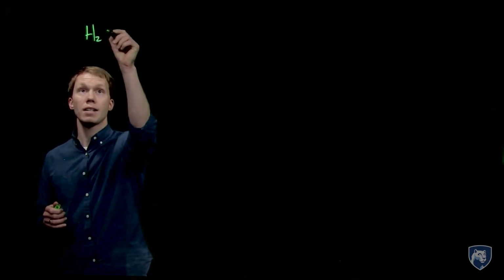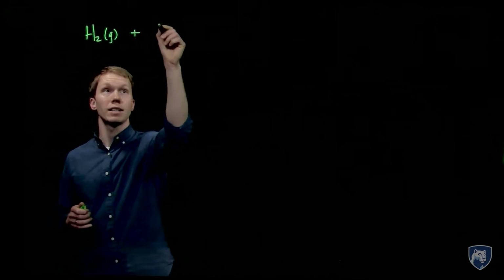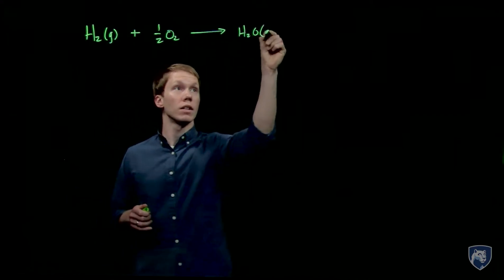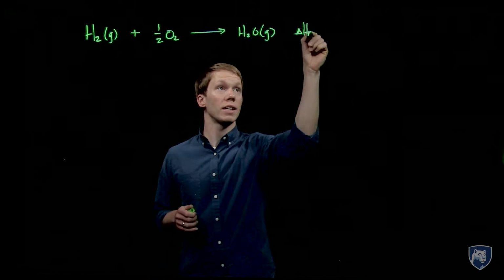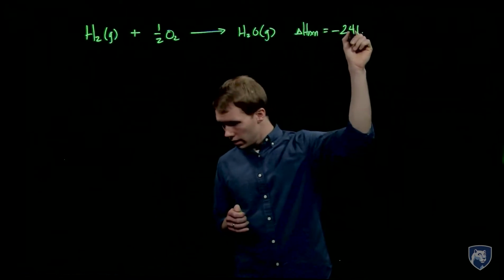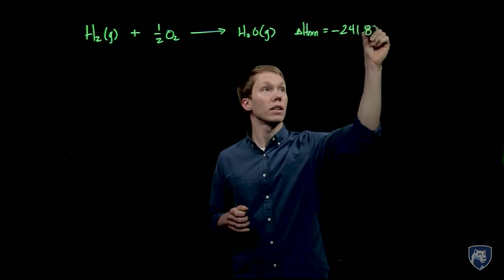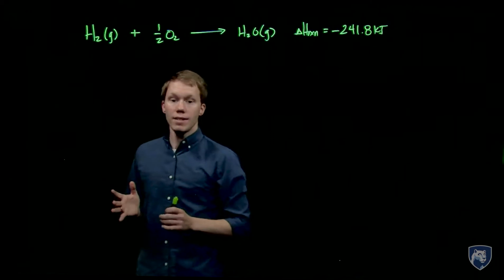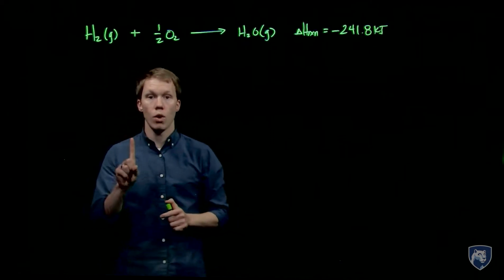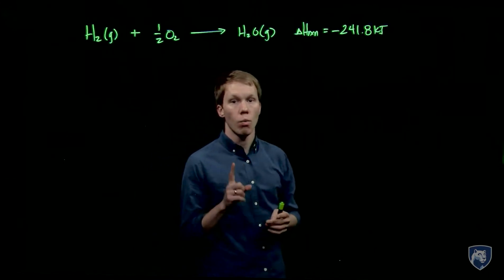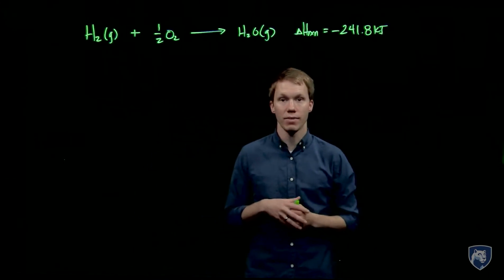Okay, so let's use our old standby, the hydrogen reacting with O2 to give water. The heat of this reaction is equal to negative 241.8 kilojoules. So let's start out easy. Let's say we have 1 mole of hydrogen. How much heat is going to be released per 1 mole of hydrogen gas?